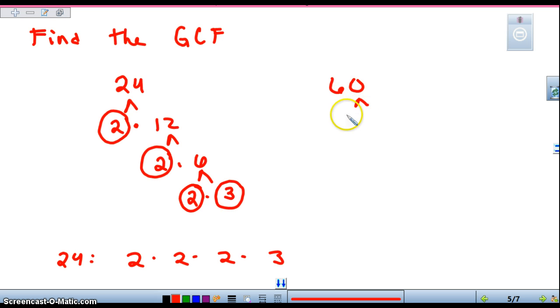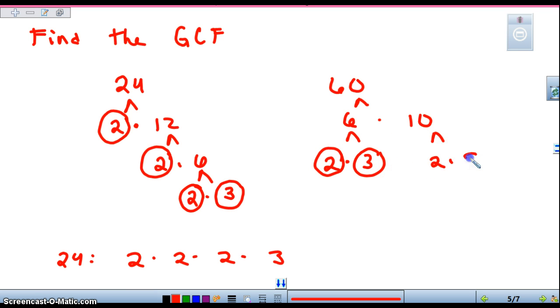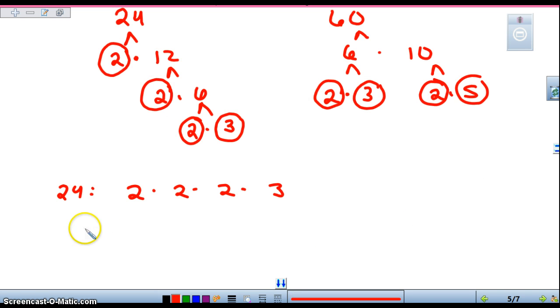We do the prime factorization of 60. We start with 6 times 10. Prime factors of 6 are 2 times 3. The prime factors of 10 are 2 times 5. We list the prime factors of 60. We get 2 times 2 times 3 times 5.